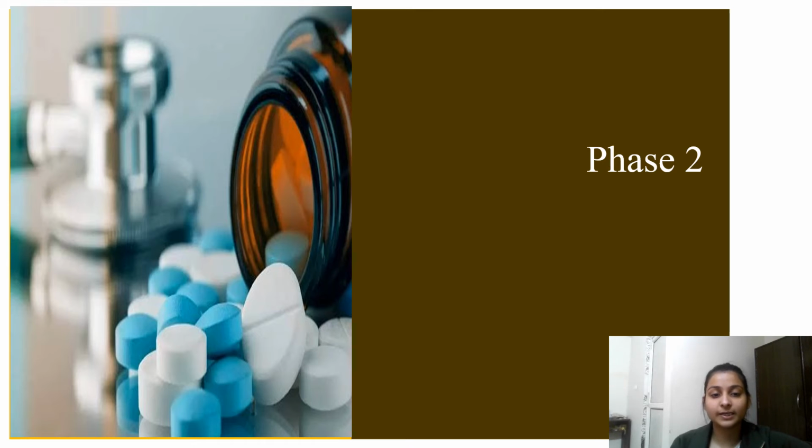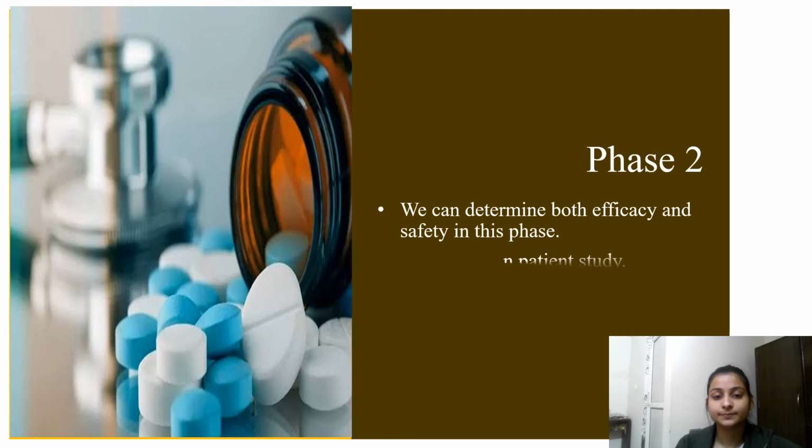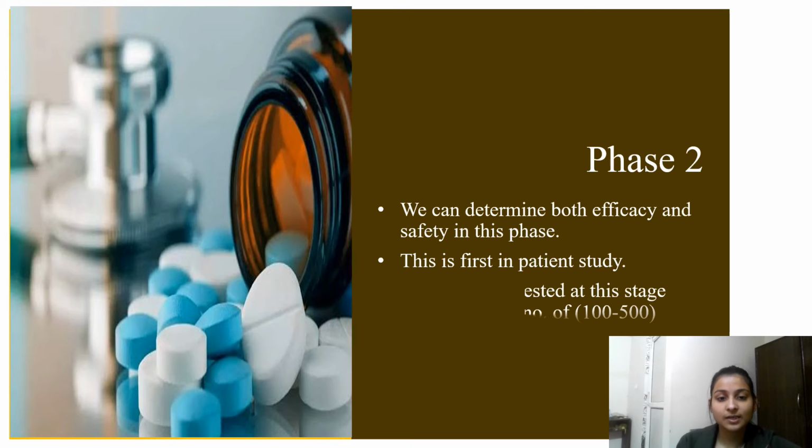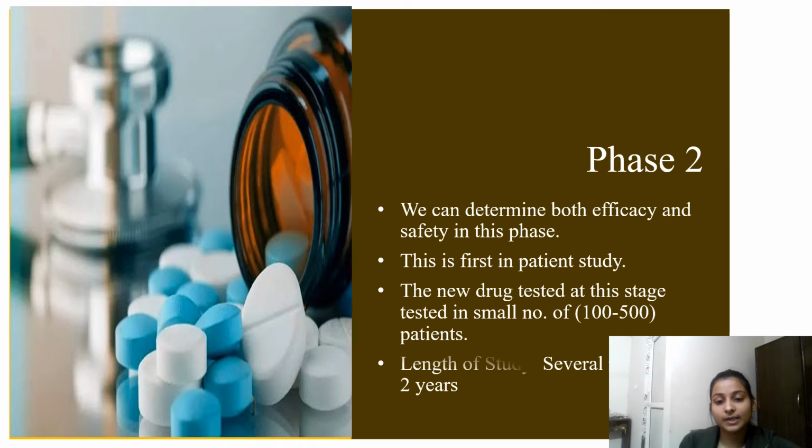So, phase 2 clinical trials. We can determine both efficacy and safety in this phase. This is the first in patient study. The new drug is tested at this stage in a small number, that is 100 to 500 patients. Phase 2 clinical trial is done for approximately several months up to 2 years.